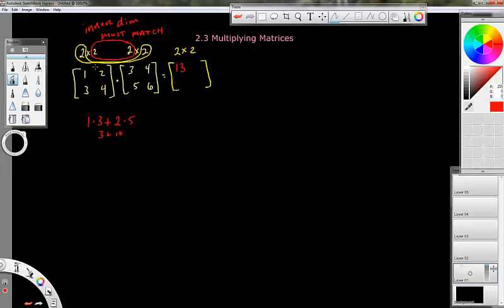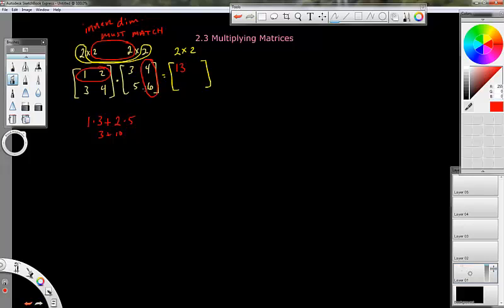So open your eyeballs and watch. 1 and 2 times the 3 and 5. If you could imagine this getting spun over so that the 1 and the 3 were together and the 2 and the 5 were together, you will do this actually without even thinking about it in a couple of problems. But for the first few, this is kind of dicey. To get this entry here, to get that spot, you take this top row times this column.